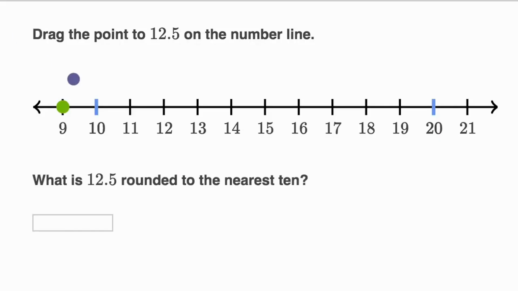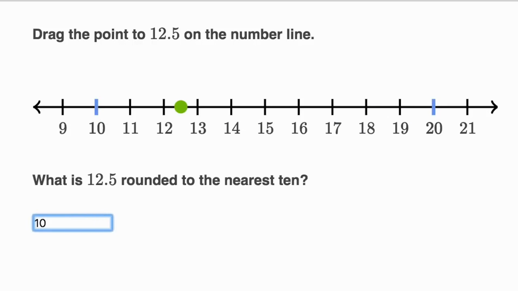So we are asked to drag the point to 12.5 on the number line. So let's see, this is 12, and then 12.5 is halfway between 12 and 13. Then they say, what is 12.5 rounded to the nearest 10? Well, what's cool about this is you can see on the number line that our 10s are in this blue hash. So we have 10 and then 20, and we're between 10 and 20. And which one are we closer to? Which is literally the nearest 10? Well, you can see we're closer to 10 than we are to 20. So you would say 10.